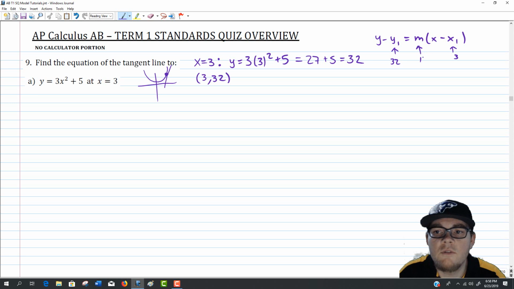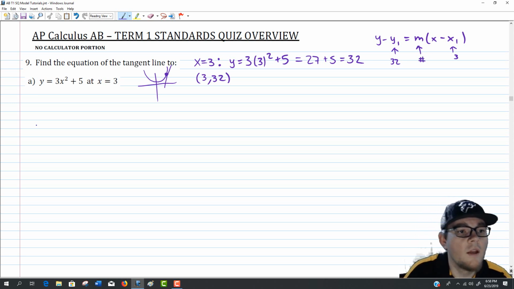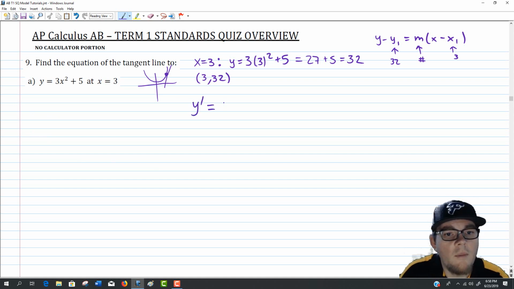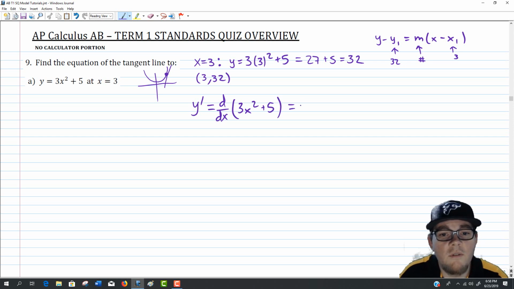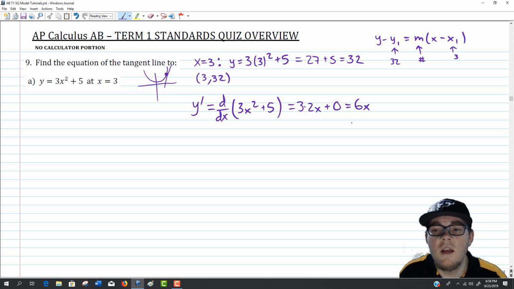What that leaves us with is to figure out what numeric value gives us the slope at x equals 3. To get there, we do the second piece, which is to evaluate the derivative. So y prime in this case is going to be the derivative with respect to x of 3x squared plus 5. This is a very simple derivative. It's just using the scalar multiple property as well as the power rule. We end up getting 3 times 2x plus 0, which is equal to 6x. But keep in mind, 6x is not our slope in this case. 6x is just the derivative. So this is the formula through which we could find all of the slopes on this graph.